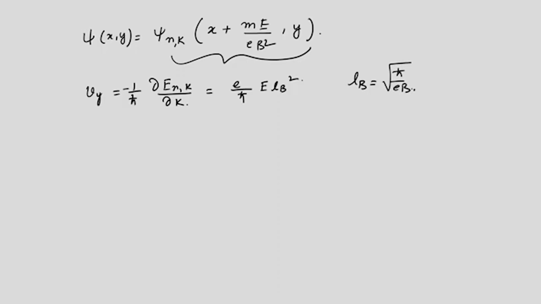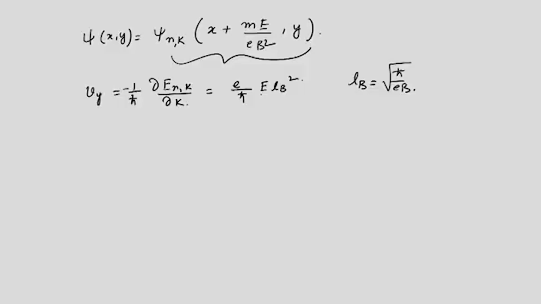So Vy, it acquires a velocity in the y direction, and L in terms of this electric field depends upon the strength of the electric field, and it also depends upon the inverse of the magnetic field. So it's like E by B, because Lb square goes as E by B. So it's a ratio of the electric to the magnetic field.